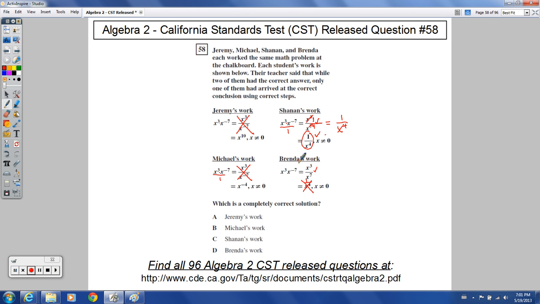So who got the right things here? It said 2 of them had arrived at the correct answers. It looks like this would be a correct answer because this is the same thing as 1 over x to the positive 4. But Michael's work was incorrect right here. Shannon's work was all good. The process and the final answer was all good for Shannon. So choice C for number 58.